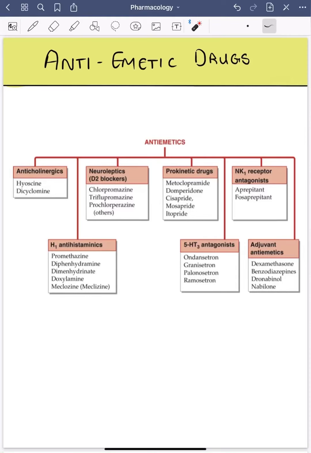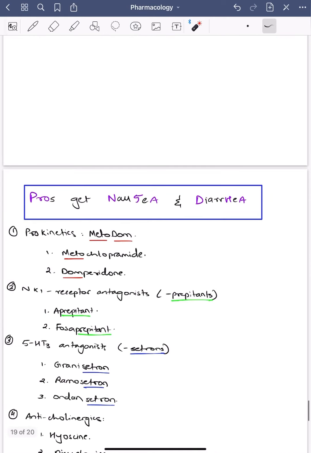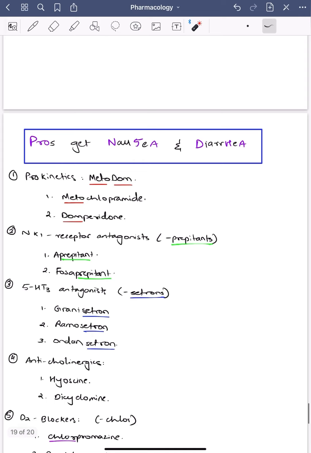In this video we'll be discussing the anti-emetic drugs. Now emesis is basically vomiting. Two phenomena associated with vomiting are nausea and diarrhea. So a simple mnemonic to remember the anti-emetic drugs is "PROS get nausea and diarrhea." Now the highlighted words represent the classes of drugs.